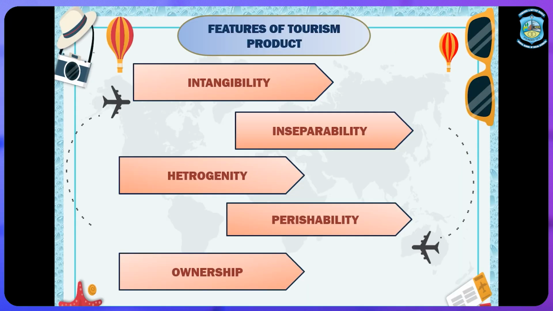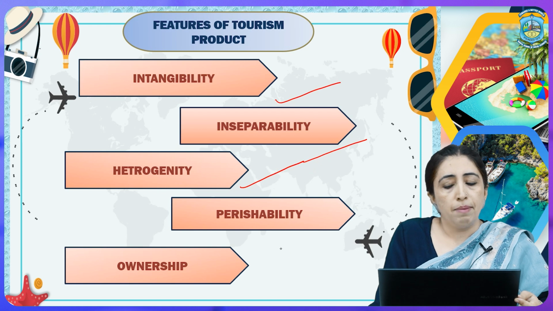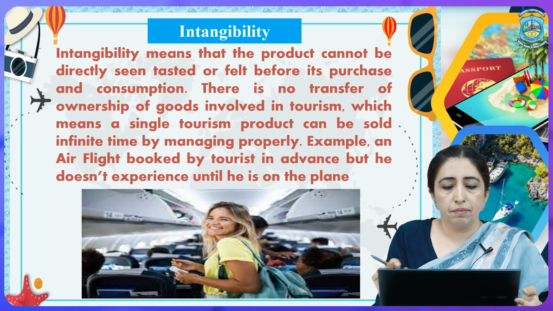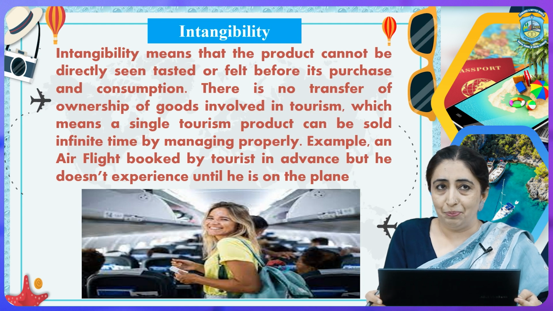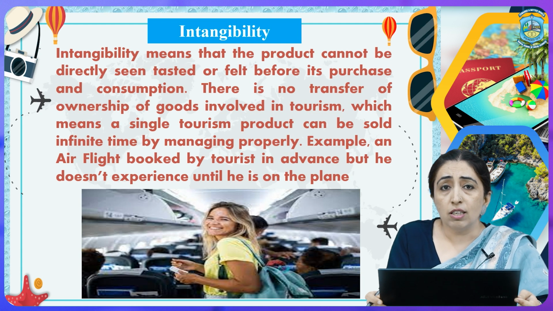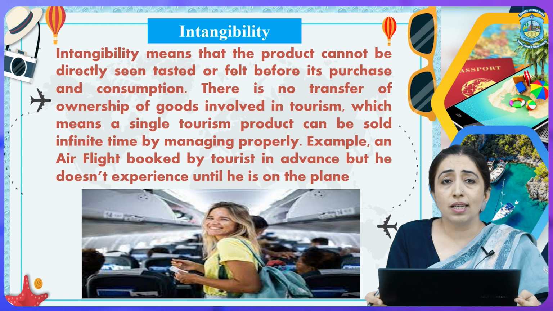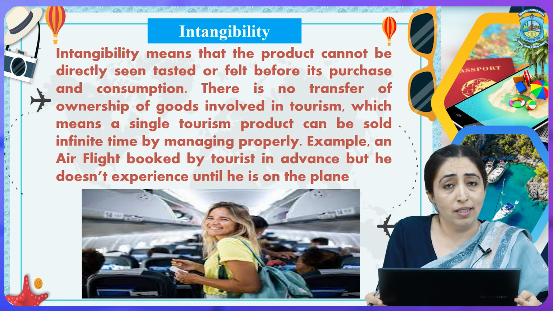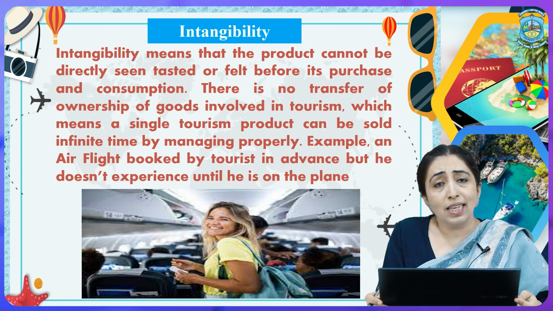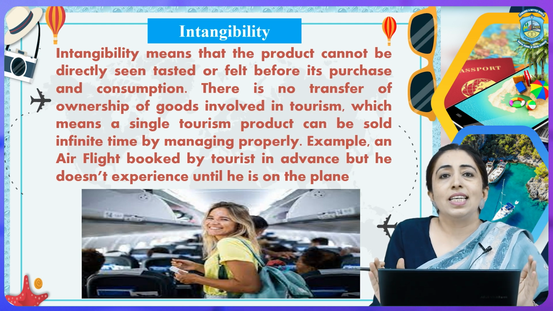Next in line, we have various features of tourism product: intangibility, inseparability, heterogeneity, perishability, and last, ownership. First of all, intangibility. Tourism products are intangible in nature. It means we cannot feel, taste, or check before purchase and consumption. Suppose a tourist has booked an air ticket in advance, but he doesn't experience it until he is on the plane. It means the nature of the tourism product is intangible.